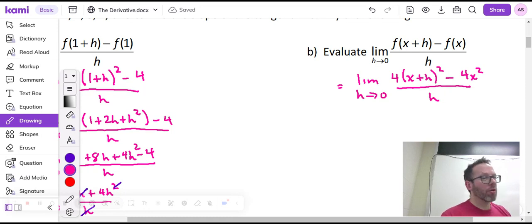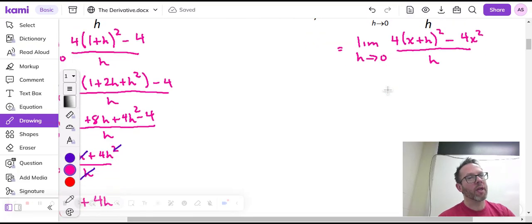Nothing really has changed. We're going to proceed as normal. We're going to expand, we're going to simplify, and we're going to see if we can get this to a point where we can just plug in h equals 0.